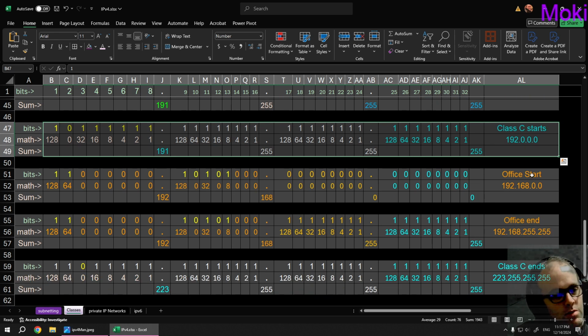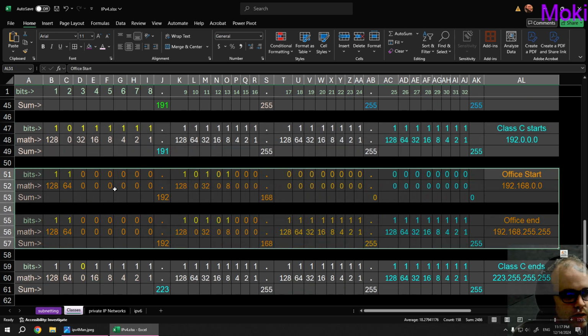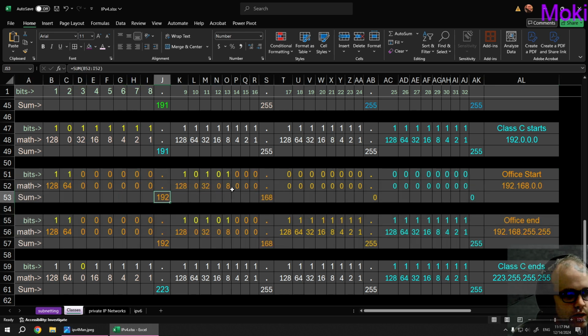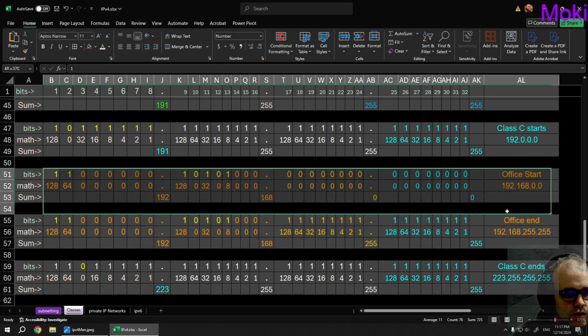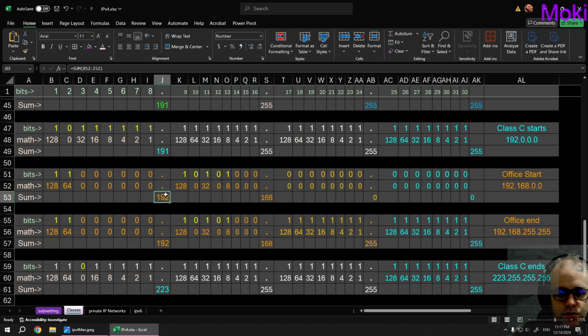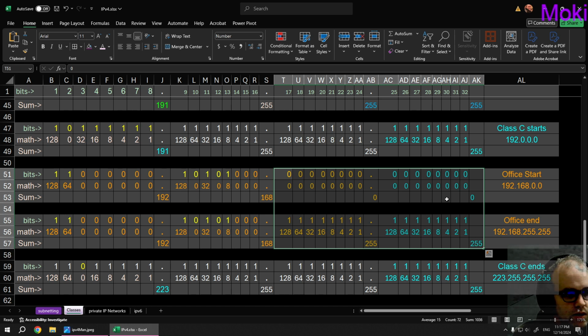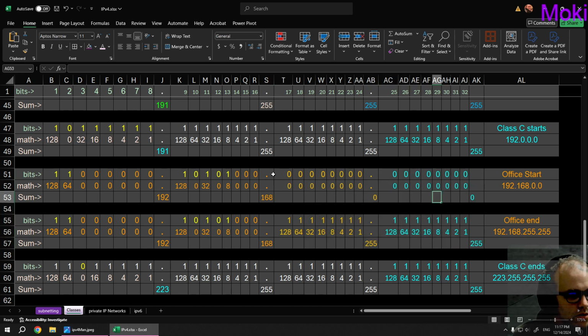Now, I'm just going to call this the office. If you've studied IP addresses at all, you've heard this 192.168. You'll hear it a million times. This is the private range in class C. This is what's inside your house, inside your business. You could have this many. I don't know how many that is. It's a lot.